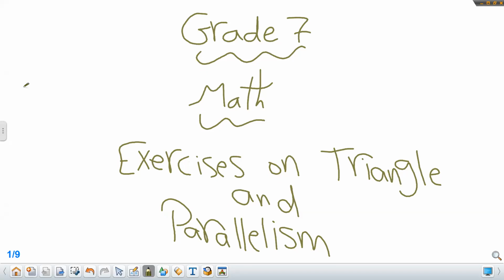Today, inshallah, we will solve some exercises on triangle and parallelism, which are from the last three lessons in topic 6: 6.8, 6.9, and 6.10. Exercises on triangle, parallelism, and similarity.